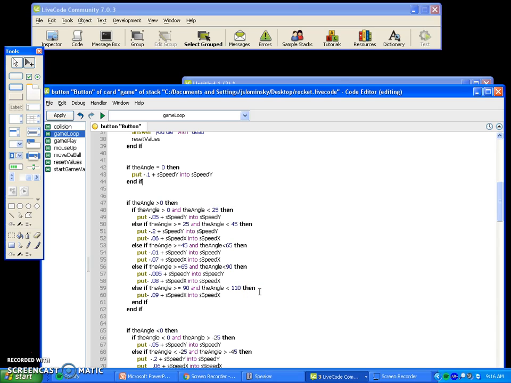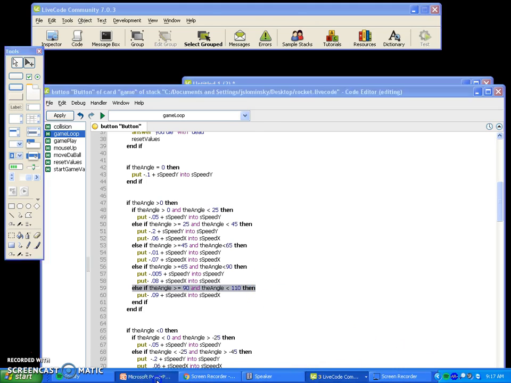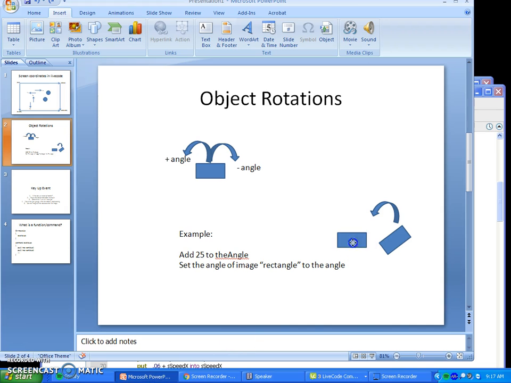Meaning if you hit the up arrow and you're rotated more than 110, it won't have any effect. So basically we have 1, 2, 3, 4, 5 different quadrants we broke the movement into from 0 to 110. So I'll just give you an idea of what that looks like. Let's pretend this is our rocket here.